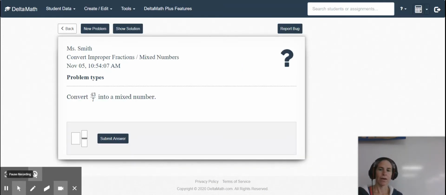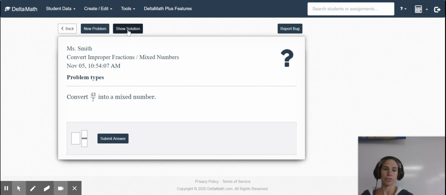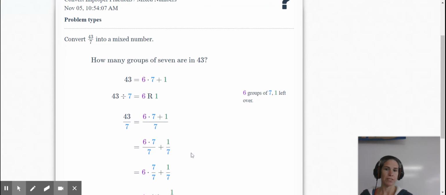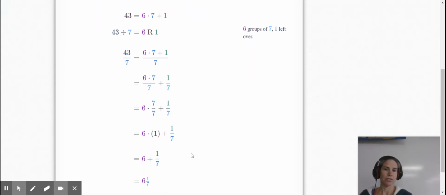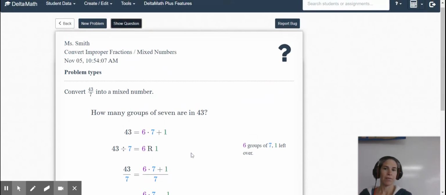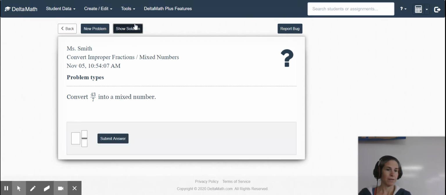Okay, here we're going to be working on converting improper fractions to mixed numbers or mixed numbers to improper fractions. Now, if you don't know how to do any of these assignments, you can just click up here on the button that says show solution, and ta-da, it walks you right through the steps of how to do your work. If you want to try doing the assignment yourself, it gives you that option. It lets you go back and do the work.